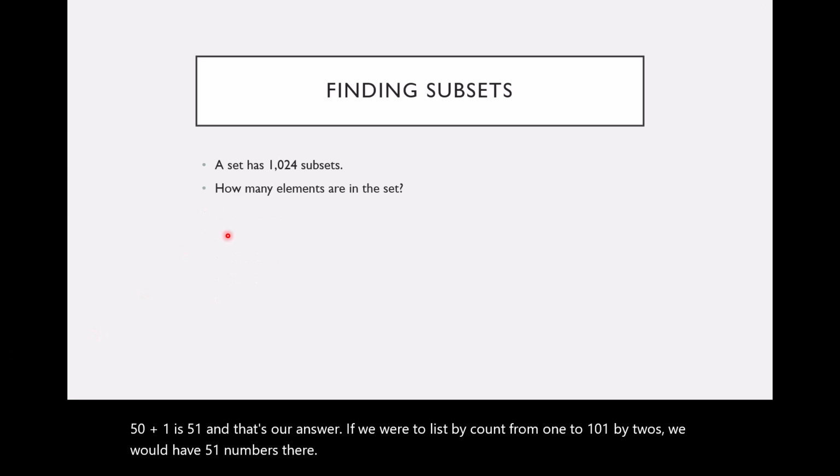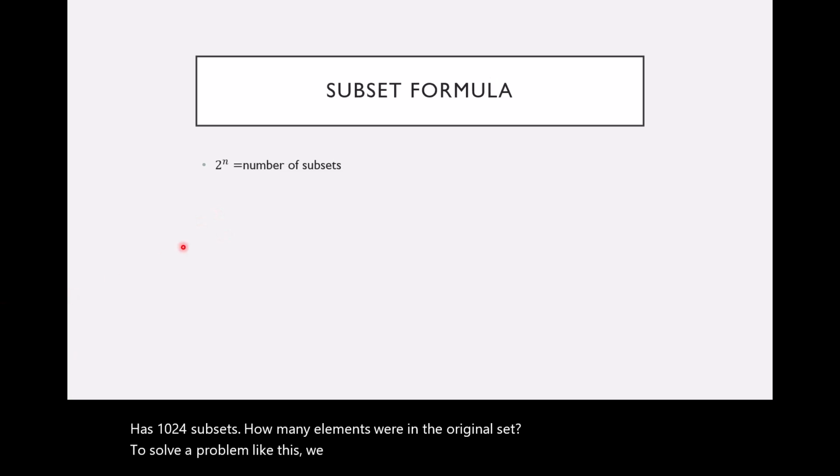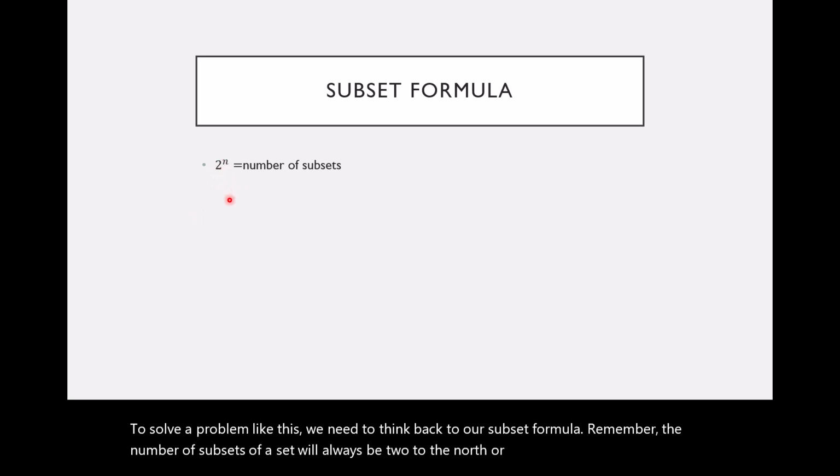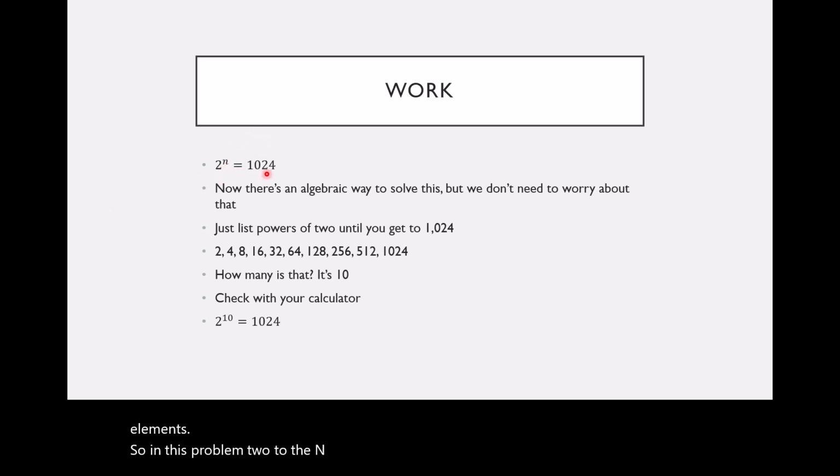A set has 1,024 subsets. How many elements were in the original set? To solve a problem like this, we need to think back to our subset formula. Remember, the number of subsets of a set will always be 2 to the n, where n is the number of elements. So in this problem, 2 to the n equals 1,024.